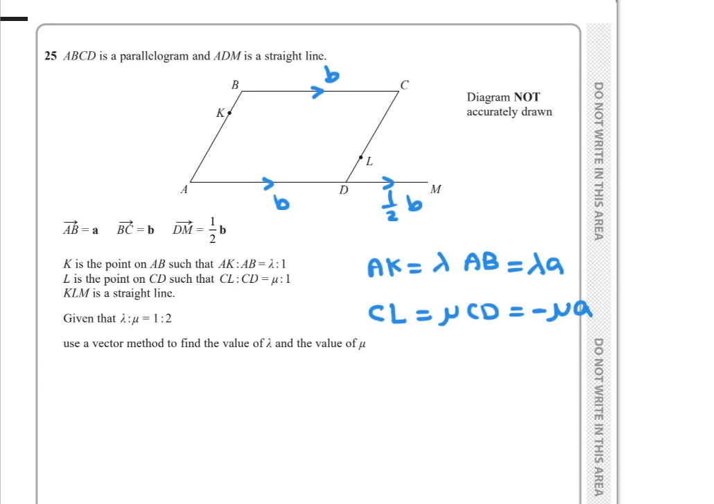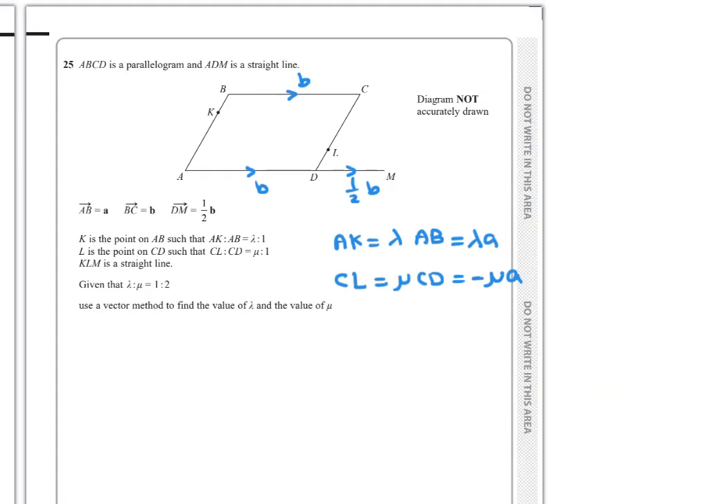And it's given to you that KLM is a straight line and lambda to mu is 1 to 2. Use a vector method to find lambda and to find mu. So KLM is a straight line. Now find KL, or you can find KM and LM in terms of lambda and mu, then we can find the relation between them.